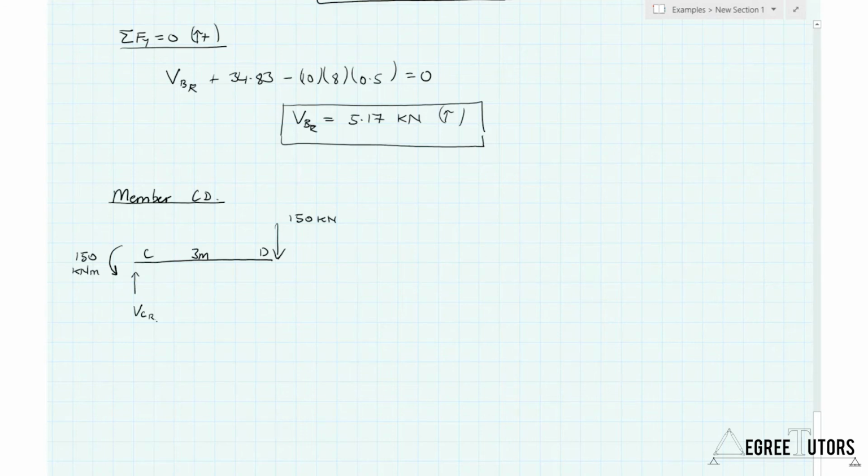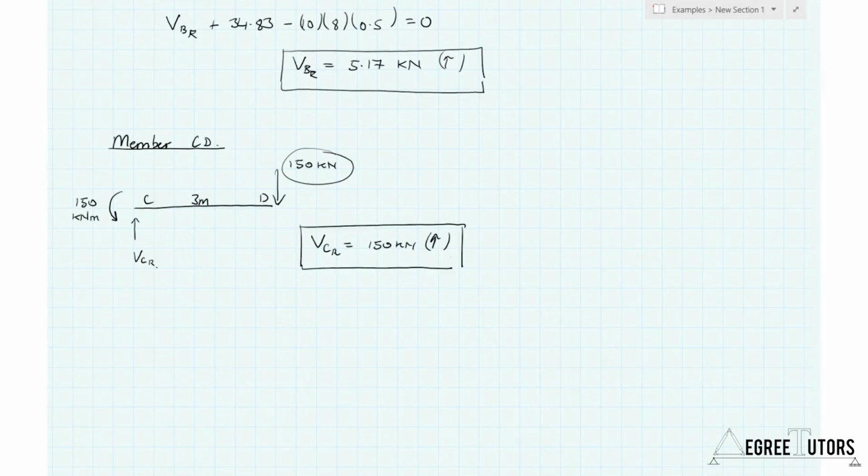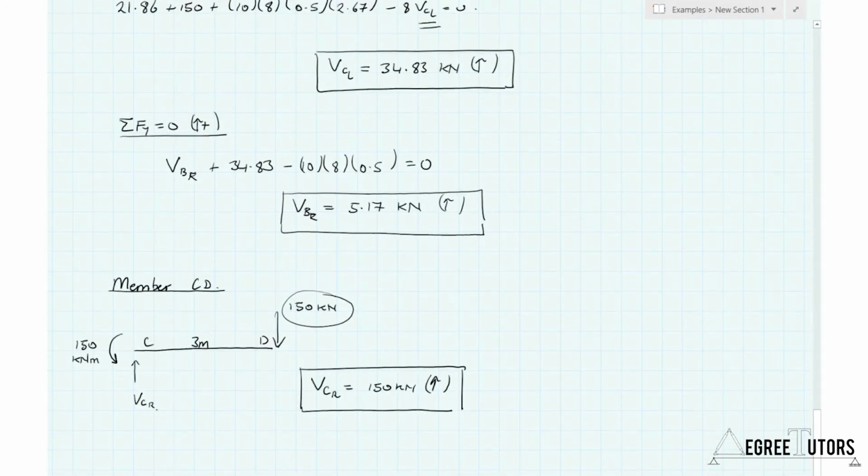Okay, so the only unknown for this free body diagram is VCR, and by evaluating the sum of the forces in the vertical direction, we can say by inspection that VCR is 150. So VCR has got to be 150 kilonewtons pointing upwards to balance the externally applied load pointing downwards with the same magnitude.